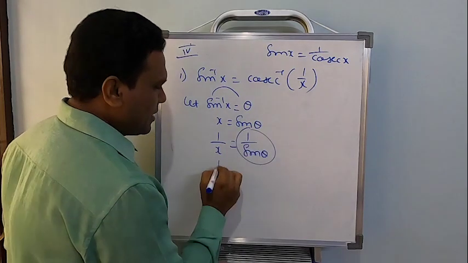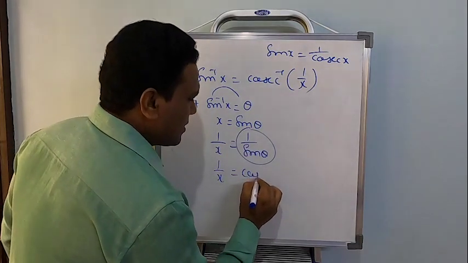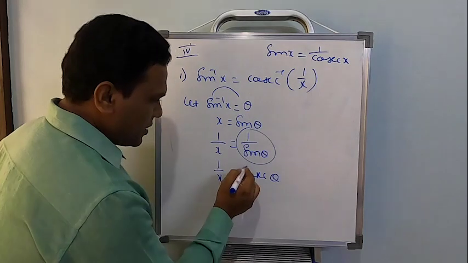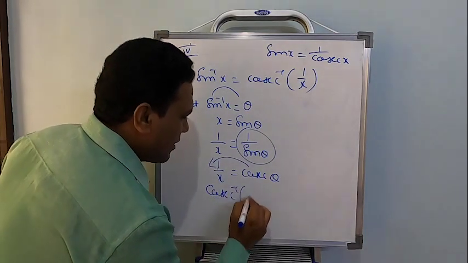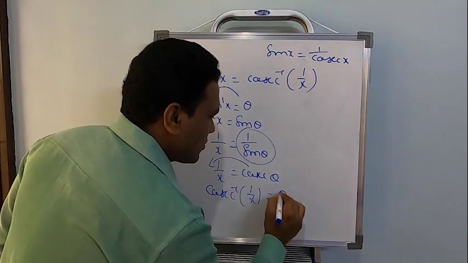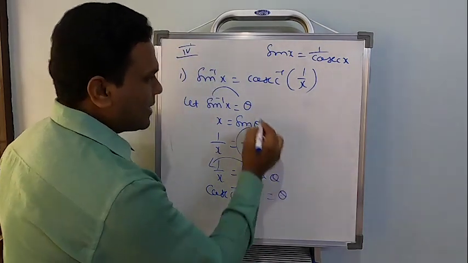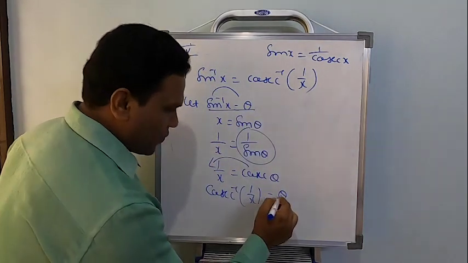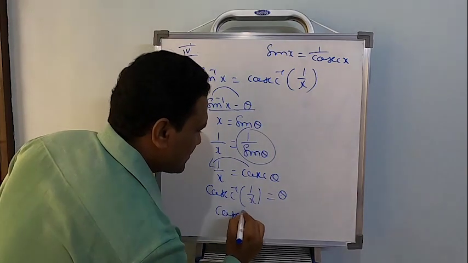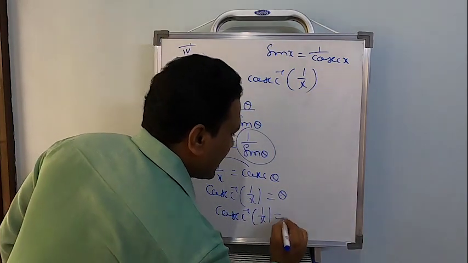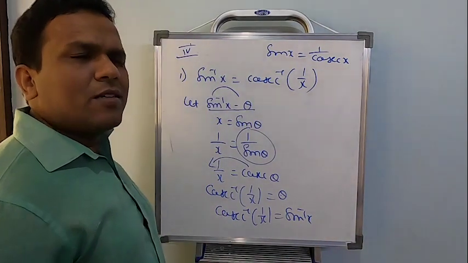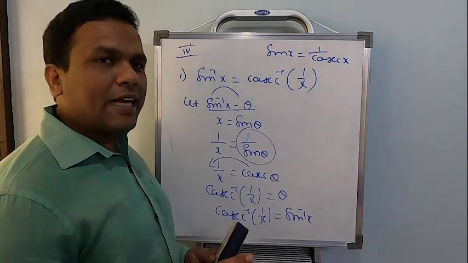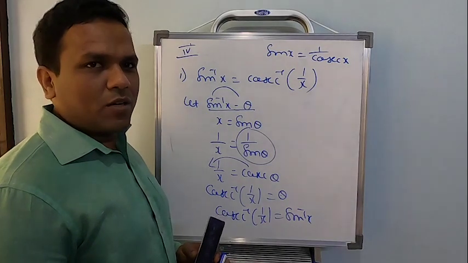What is 1 by sin? 1 by sin is cosecant theta. Shift cosecant to this side. So this will become cosecant inverse of 1 by x equals theta. What is theta? Theta is sin inverse x. So finally, sin inverse x can be written as cosecant inverse 1 by x. Similar to the reciprocal relations, I didn't say the same.